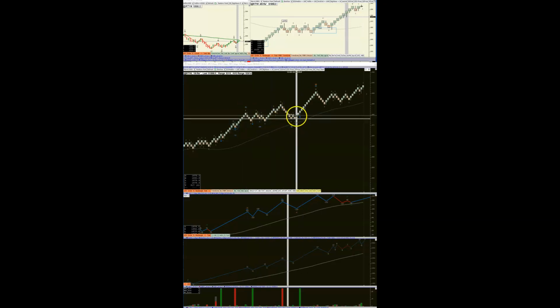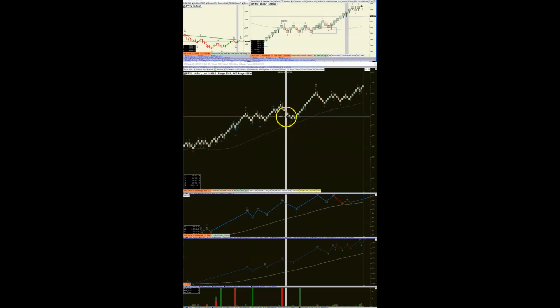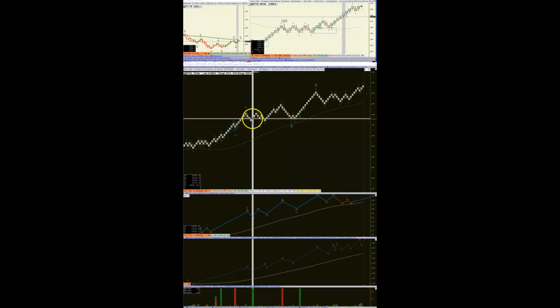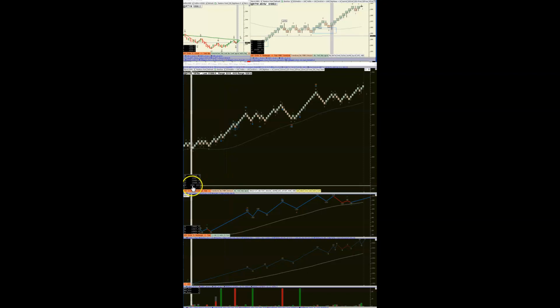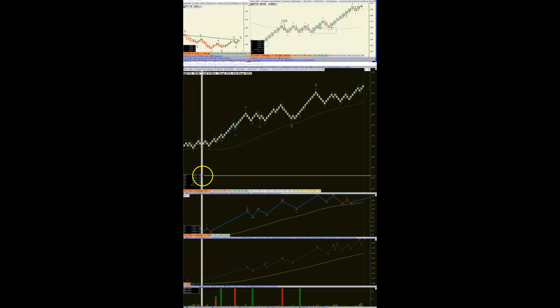What is this? How do you know this is going to hold, or at least bounce? Is because of this candle here. Where is it?